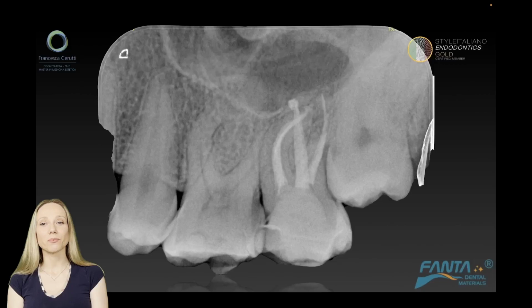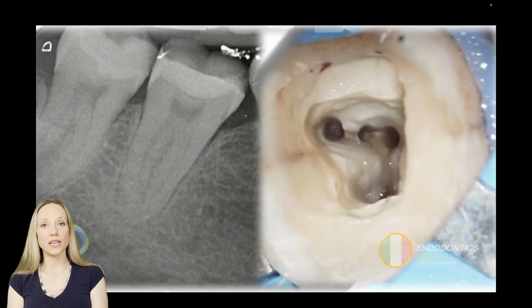Then she went abroad and I saw her 3 years later and she's like this. So the lesion has completely healed. And this is success, but only because I was able to locate all of the anatomy and to treat all of the anatomy. A careful inspection of our preoperative x-rays can really help us in understanding how difficult the treatment will be and what we will expect.